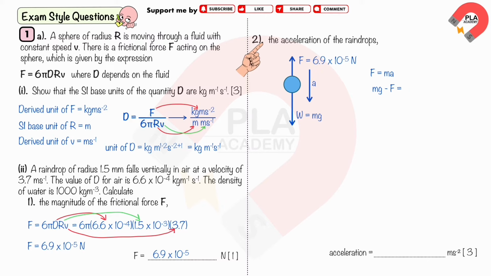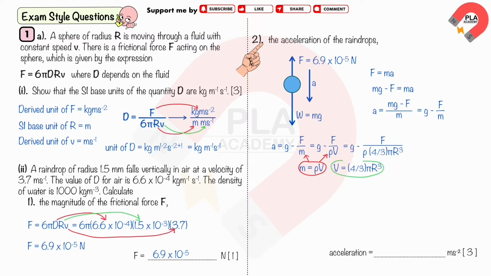F is the resultant force, which is mg minus F equals ma. We rearrange the equation to isolate the acceleration, like this. Where m is mass, it is calculated by multiplying density ρ times volume V. The raindrop is a sphere, so the volume V is 4/3 πr³.